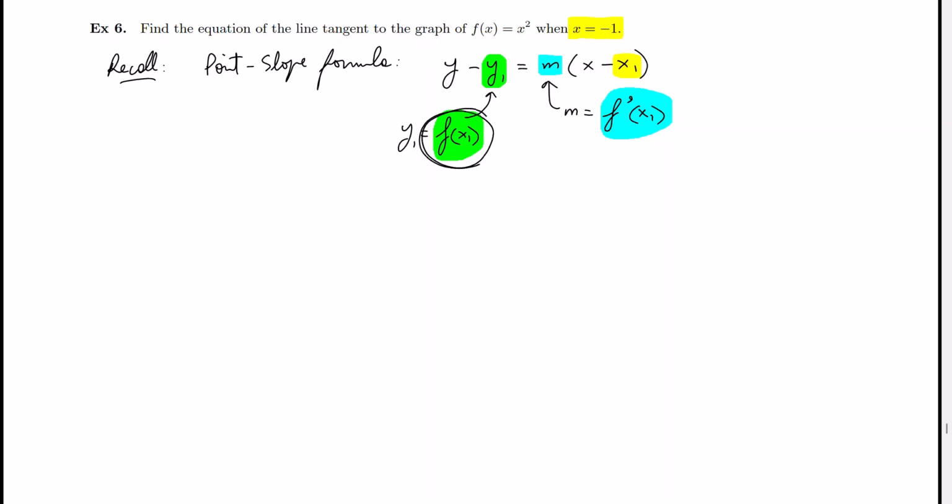The f of x1 is finding the y-coordinate on the function f of x when x is equal to -1, whereas f prime is finding the slope of the tangent line to the function f of x when the point is -1. So those are completely different things. So make sure you know the difference and make sure you don't get them mixed up.